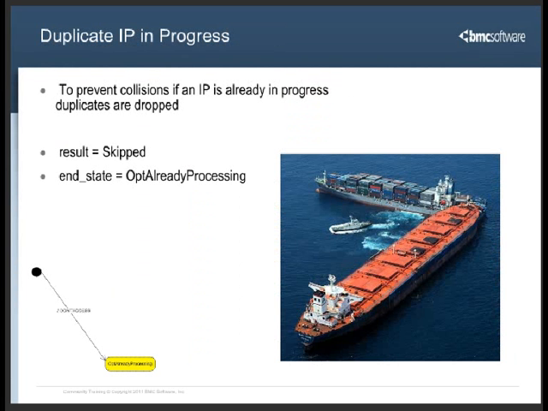Under some conditions, the same IP address can be requested while another scan of that IP is still in progress. To prevent collisions, if a duplicate is detected, then one of the endpoints is skipped. So in this case, the result would be skipped, and the end state would be opt-already processing.